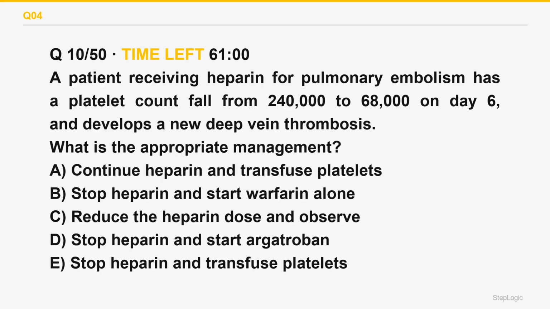What is the appropriate management? A patient receiving heparin for pulmonary embolism has a platelet count fall from 140,000 to 68,000 on day 6 and develops a new deep vein thrombosis. Read the command. The appropriate management. A falling platelet count with a new clot is a specific and counterintuitive syndrome.